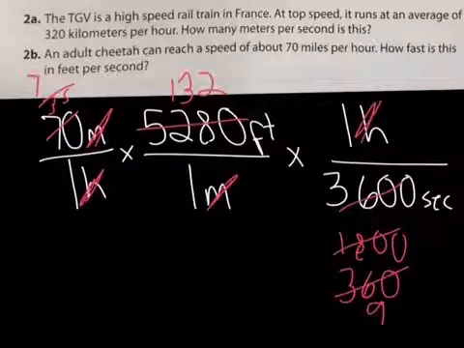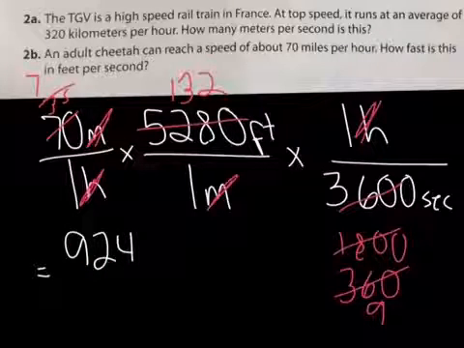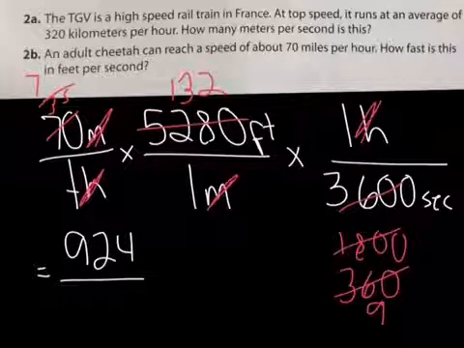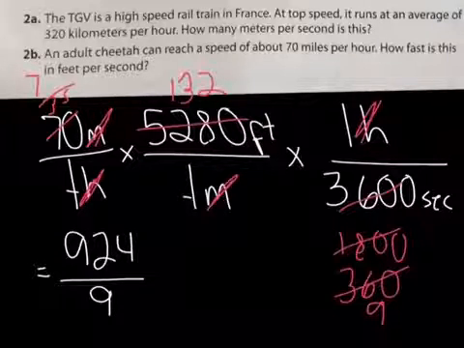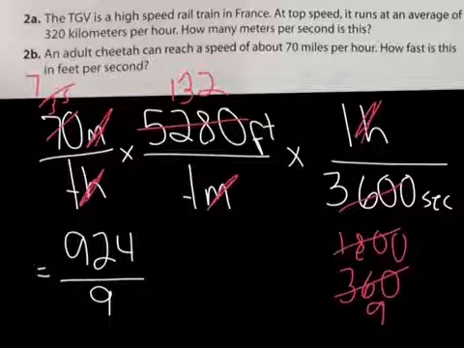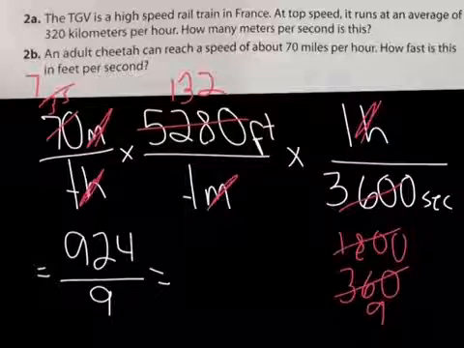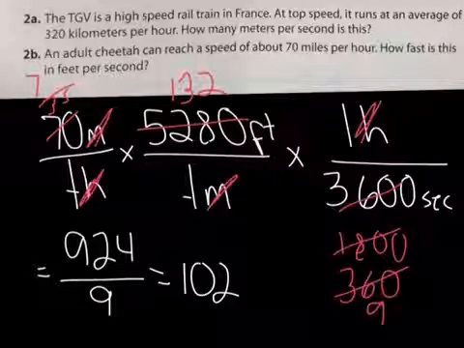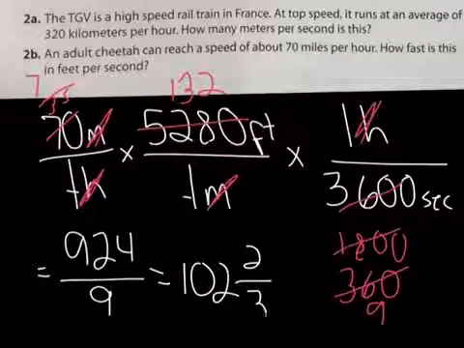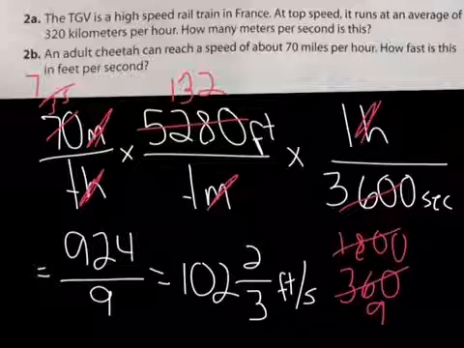So I'm going to multiply 7 times 132 equals 924, and 1 times 1 times 9 is 9. Okay, now we can just simply divide 924 divided by 9 so that we get our number. Or we can ask ourselves, how many 9s do we have in 924? We have 102 of them, and 2/3. And that's feet per second.